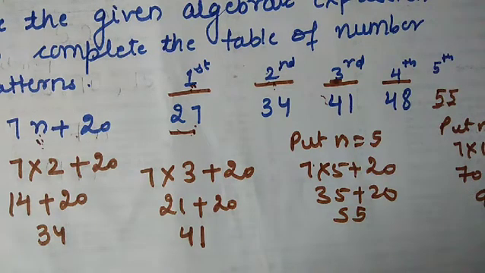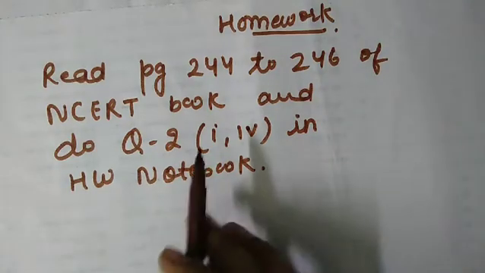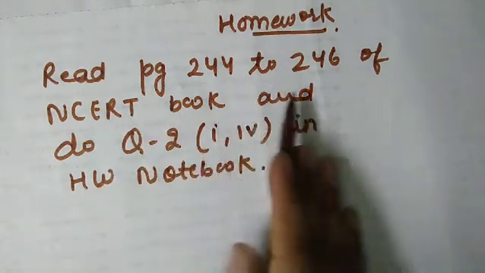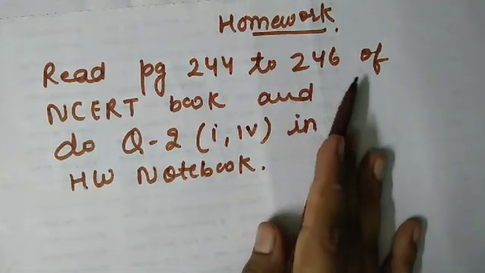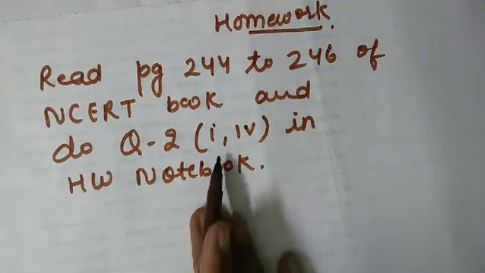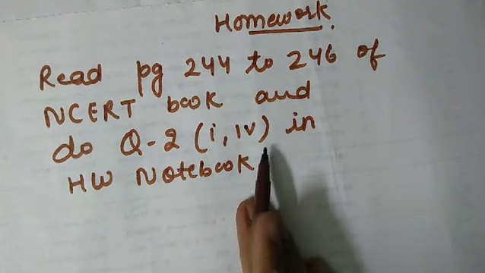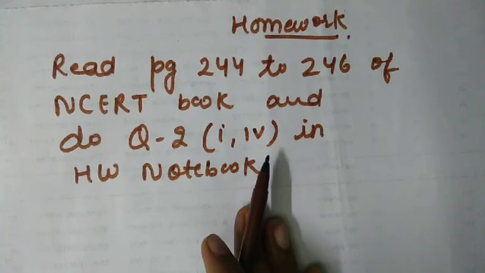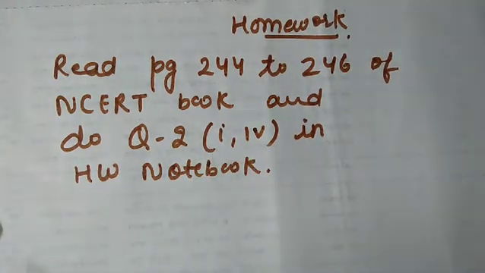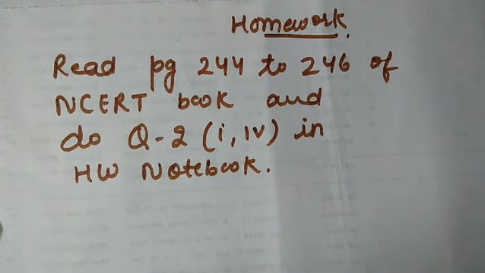Now come to the homework. Your homework for today is to read pages 244 to 246 of your NCERT book, and do question number 2, only parts 1st and 4th, in your homework notebook. Okay, solve parts 1st and 4th as I have explained in your homework notebook. So this is your lecture number 6 and this is the completion of the chapter.